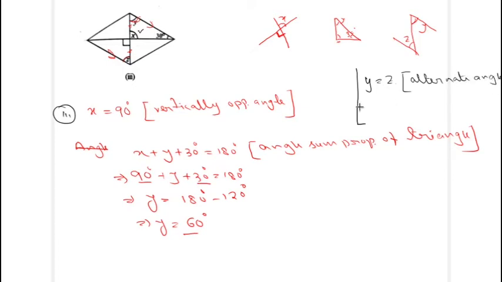Okay, so this implies the value of z is what? Same as the value of y, that is 60 degree. Okay, so in this way we will use the clues whatever is given to us and we will find out the values of the variables. Hope you have understood this.